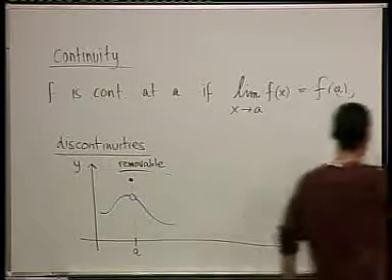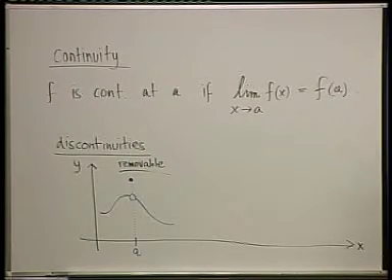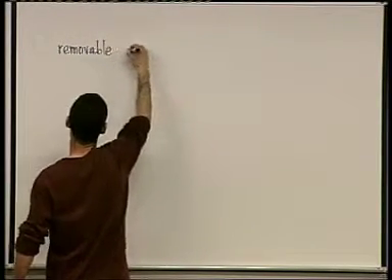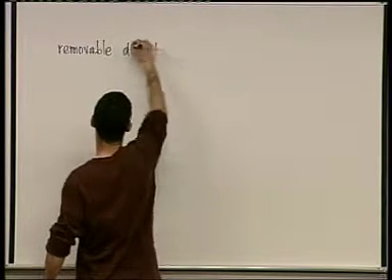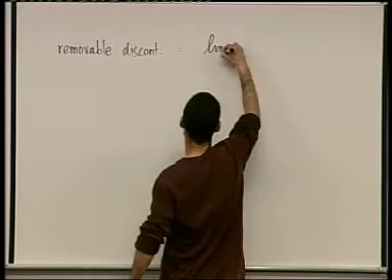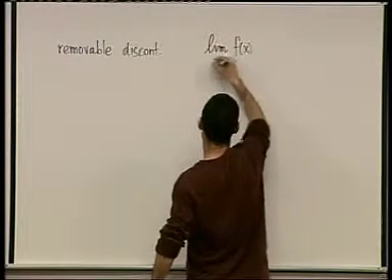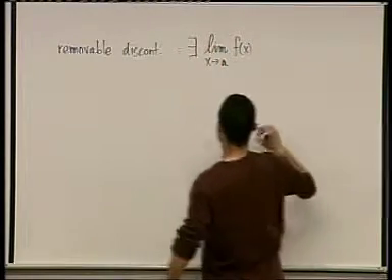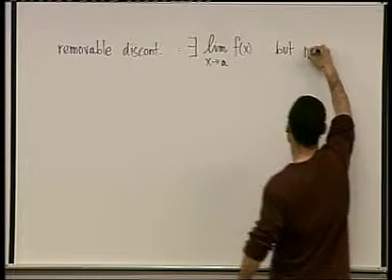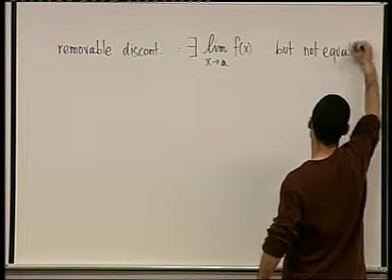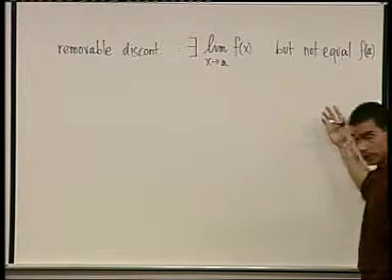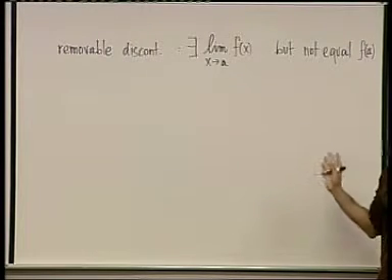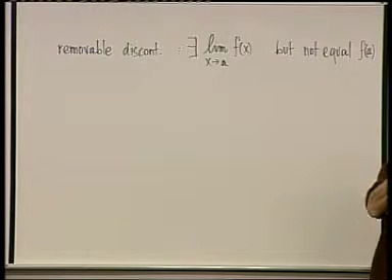Okay? In particular, we will say that there is a removable discontinuity. Maybe we'll write that. So I'll bounce back and forth between these two boards. So removable discontinuity: the limit of f of x as x approaches A exists, but is not equal to f at A. In particular, for a removable discontinuity, we're going to allow f not to be defined at A at all. We're still going to call that a removable discontinuity.